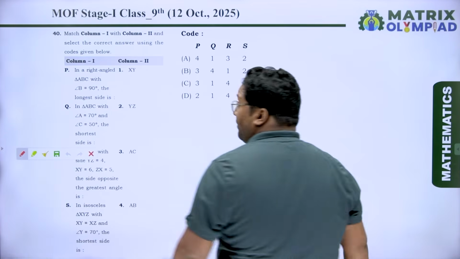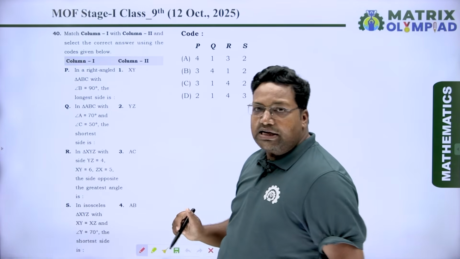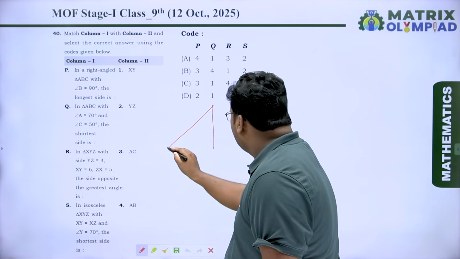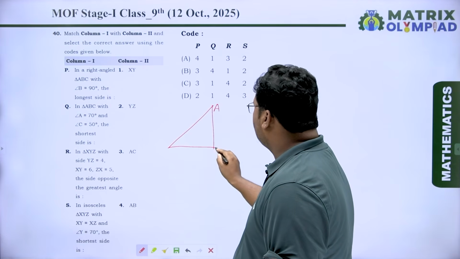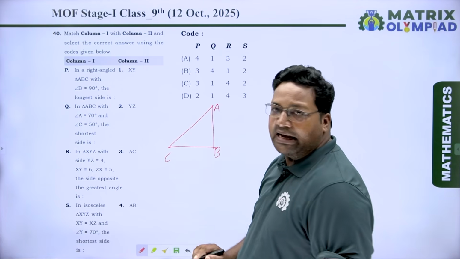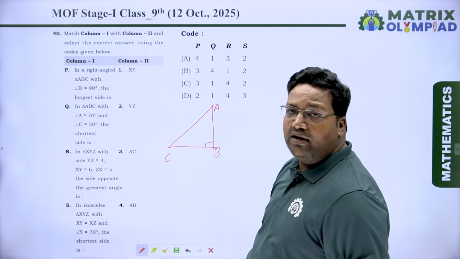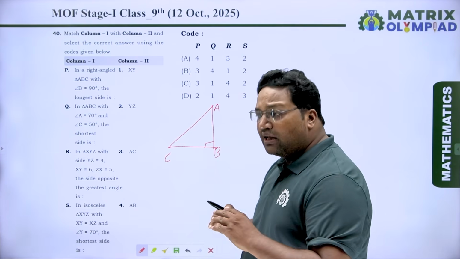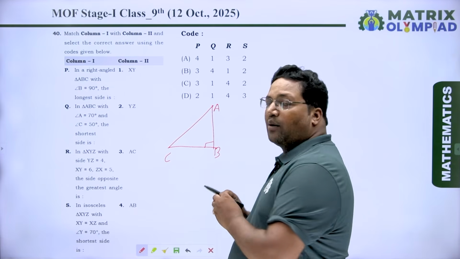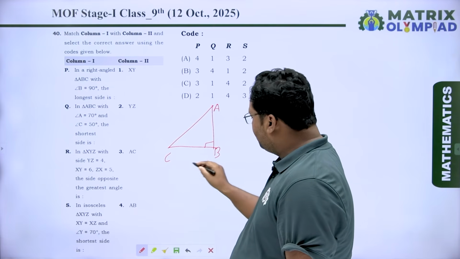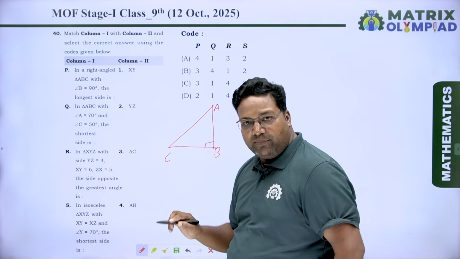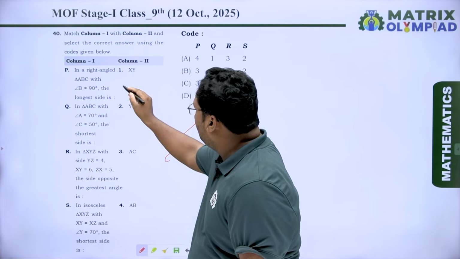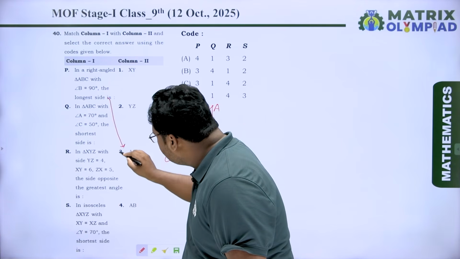Next question is a match the column based question. So the first statement is: in a right angle triangle ABC, we have to draw a right angle triangle ABC. Here you can see angle B is 90 degree. The longest side is, so we know the theorem, the largest side is opposite the largest angle. Here in this triangle the largest angle is angle B, so the opposite side of angle B is AC. So for P, AC will be the right answer.